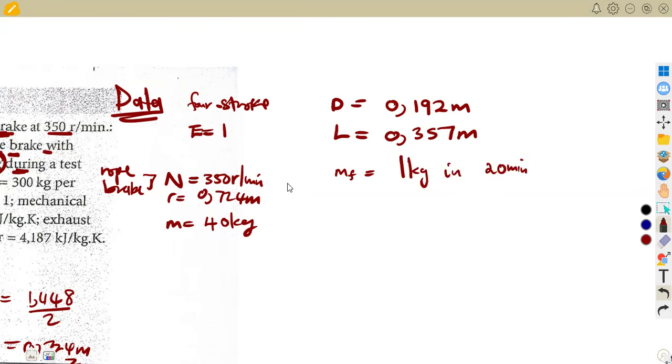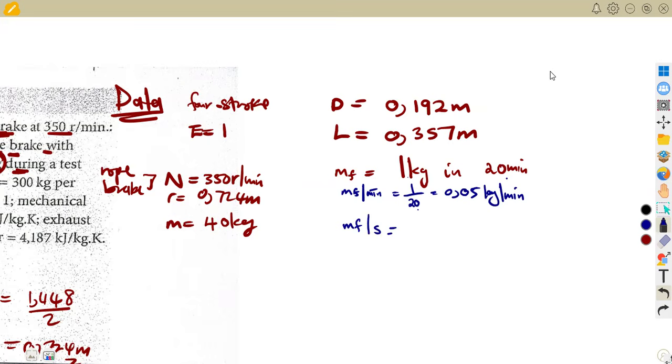So from here, you can play around with this mass of fuel the way that you want. You can have it as the mass of fuel per minute, meaning that will be 1 over the time in minutes. 1 kilogram over 20 minutes will be something like 0.05 kilograms per minute. Guys, you can have it the way that you want. You can have it as mass of fuel per second.